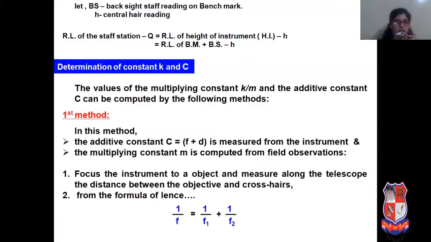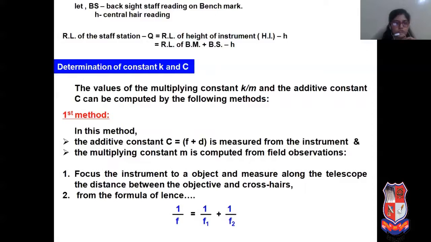Let's see another topic, that is the determination of constants K and C. The multiplying constant is sometimes denoted by K or sometimes by M, while the additive constant is denoted by C. Both of these are computed by two methods, where in the first method the additive constant C is measured from the instrument and the multiplying constant M is computed from field observations.